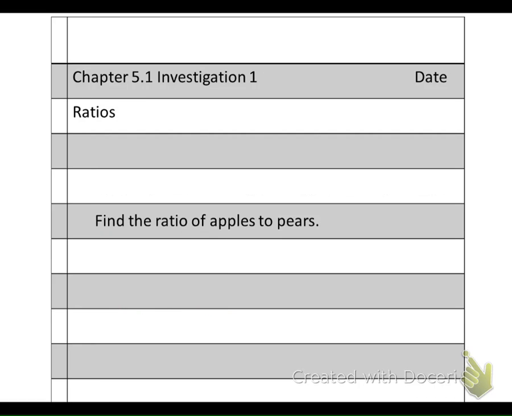Let's try some examples. Let's find the ratio of apples to pears. First thing that I want to do is identify my ratio in words. The ratio that I'm finding is apples to pears. Since part of my group is apples and part is pears, I know this will be a part-to-part ratio. There are 2 apples and 1 pear, so I'll express this as a 2-to-1 ratio.